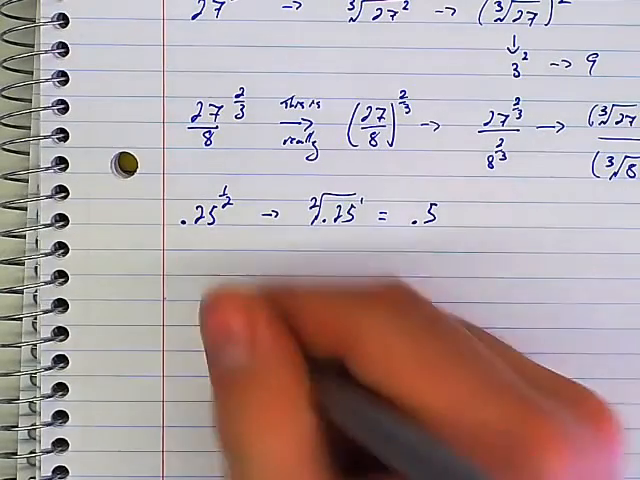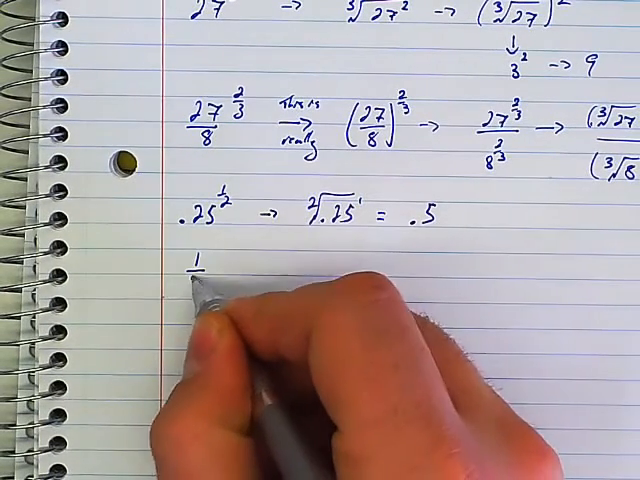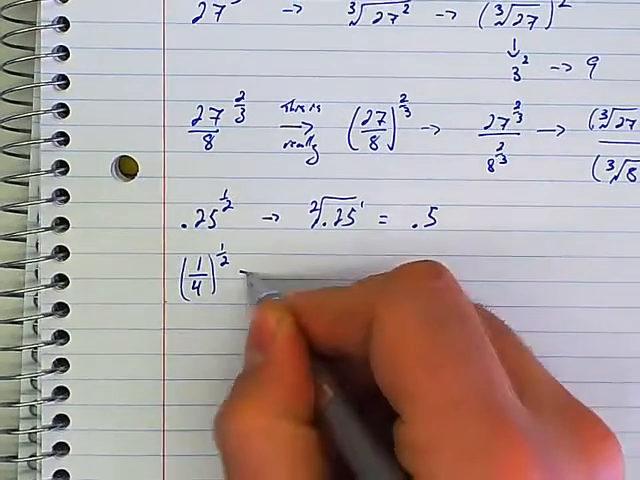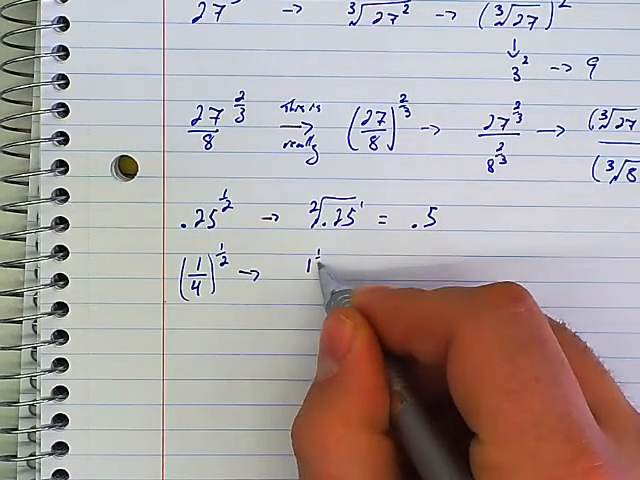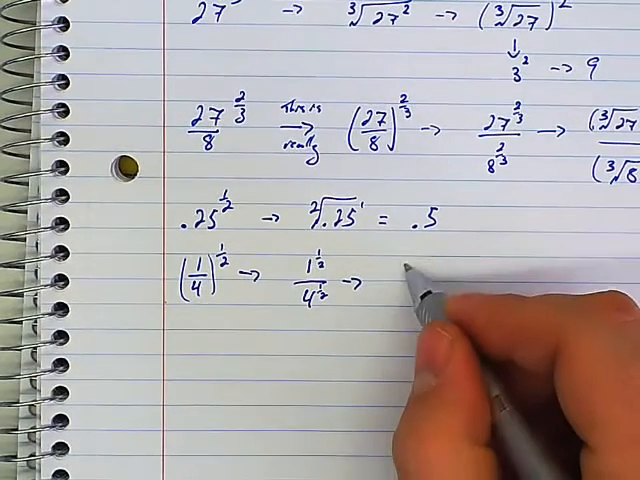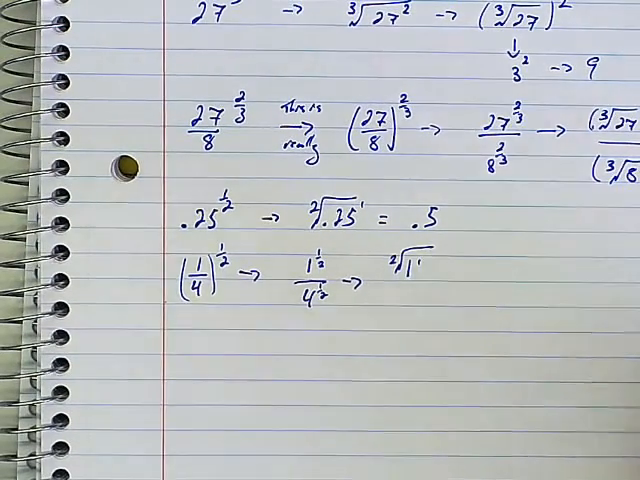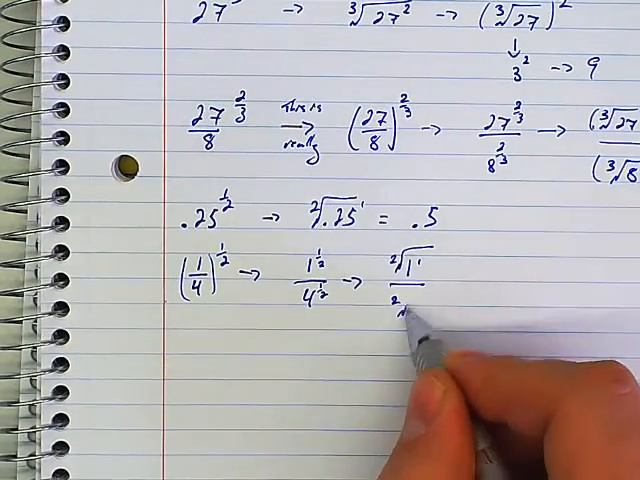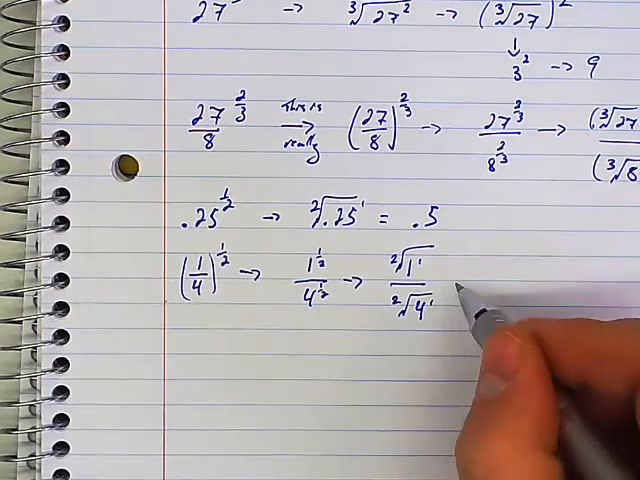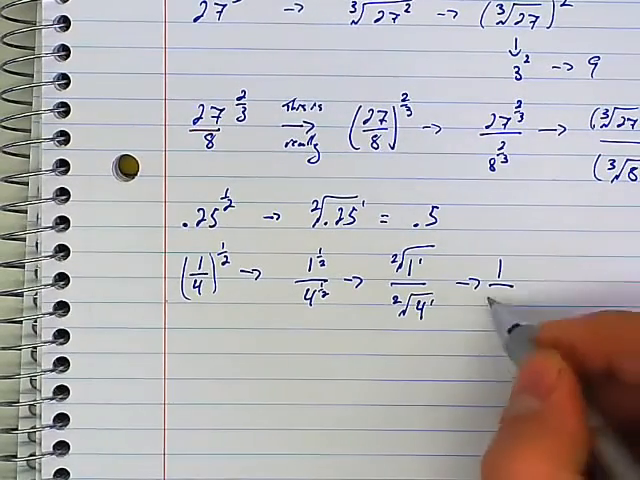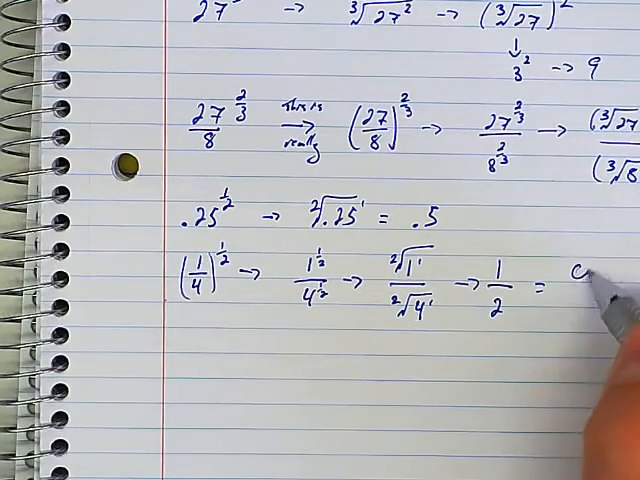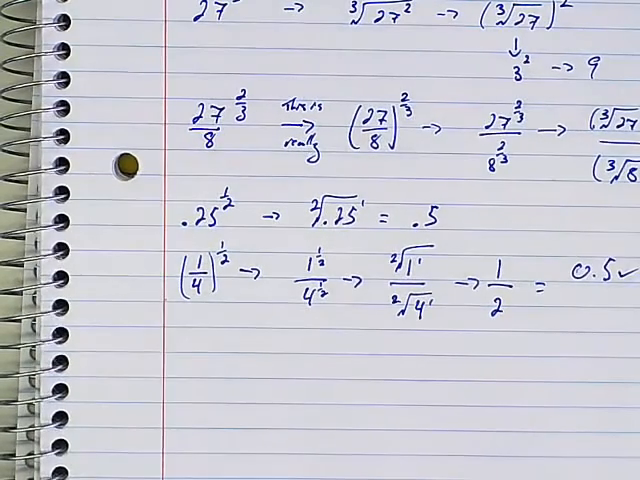Because technically 0.25 is the fraction 1/4 to the power of 1/2, which would then turn into 1 to the power of 1/2 over 4 to the power of 1/2. So we take the square root of 1 to the power of 1 over the square root of 4 to the power of 1. Square root of 1 is just 1. The square root of 4 is 2. And 1/2 is 0.5. So that's how we know it works.